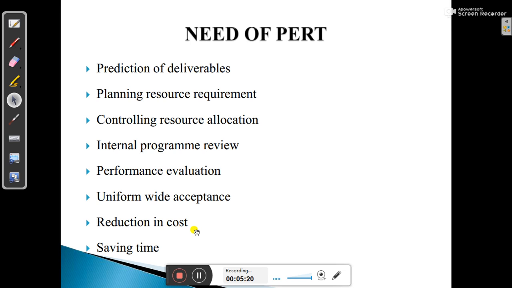Also, you can reduce cost because there might be lots of ways to complete a project, but using Pert you can analyze which is the shortest way to complete the project or which is the optimal way to complete the project. So in that way you might be able to find out which path will give you more reduced cost. And also you can save time by following a reduced cost or by following another path in that diagram.